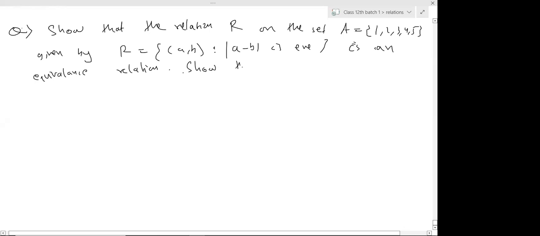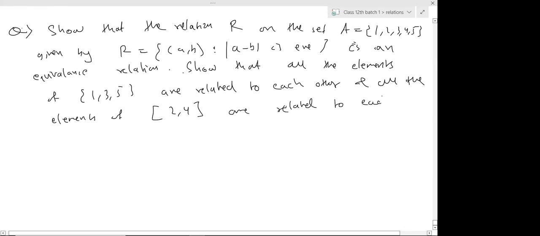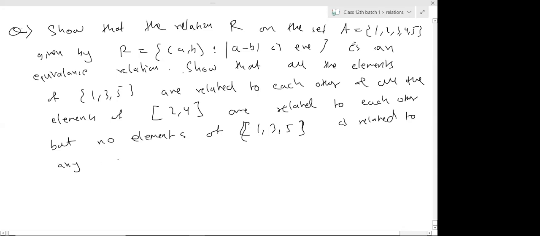Second part says, show that all the elements of {1, 3, 5} are related to each other, and all the elements of {2, 4} are related to each other, but no element of {1, 3, 5} is related to any element of {2, 4}.